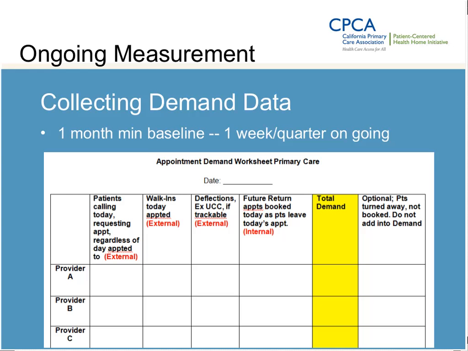Tracking your ongoing demand will be key in holding the gains of any system changes you implement to decrease unnecessary demand. The demand measure will also be compared with your supply measure to give you a well-rounded picture of the practice's equilibrium between these two metrics.